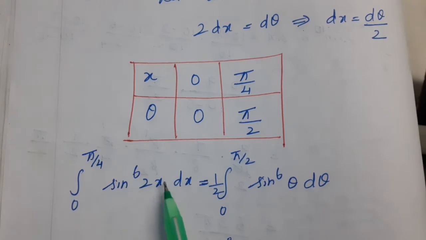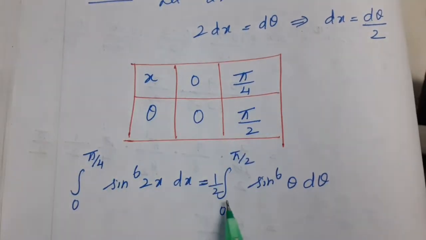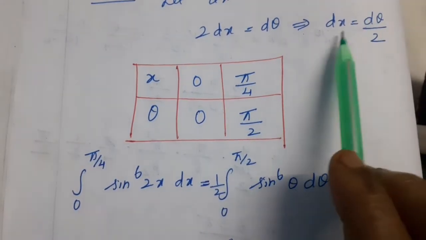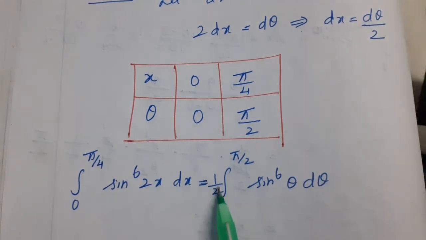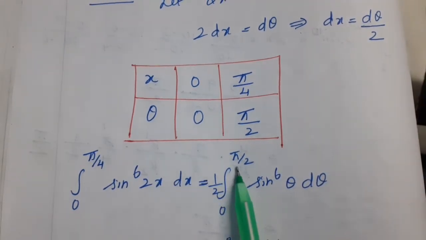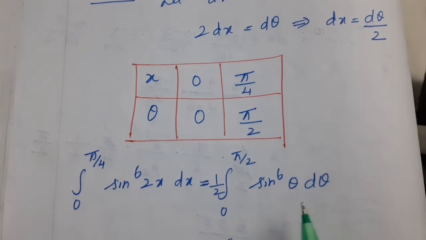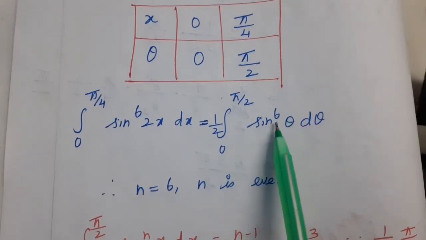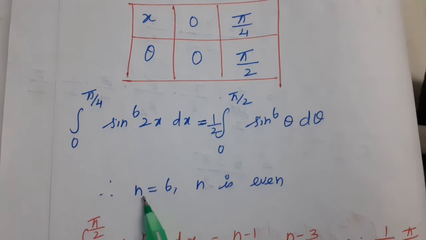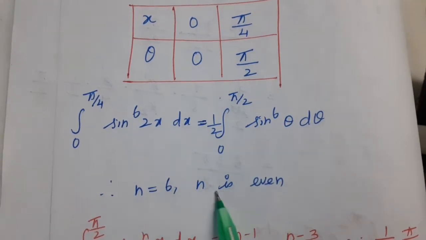Now substitute. Integral 0 to pi by 4 of sin power 6 of 2x dx is equal to, instead of dx we substitute d theta by 2, therefore 1 by 2 into the integral 0 to pi by 2 of sin power 6 theta d theta. Now this is of the form of the reduction formula. Here n is 6, that is n is even.